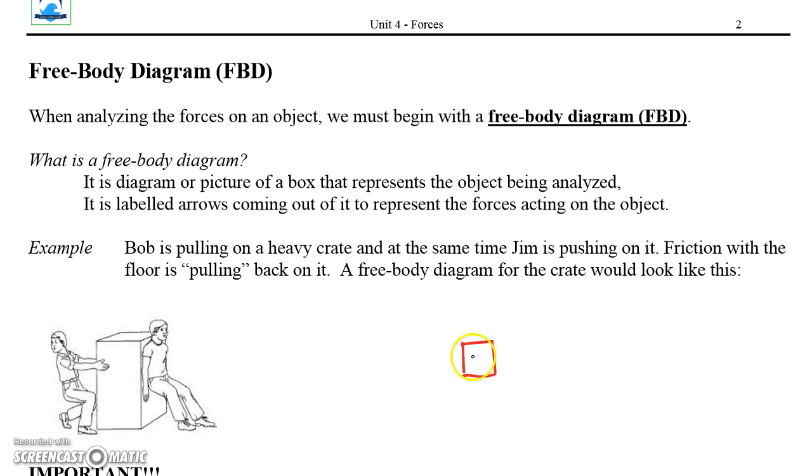So we've got Bob pulling this way, so the force of Bob. And then we've got Jim pushing on it. Arrows are coming out of the box, so we are not going to draw it pointing into the box. We're going to draw it on the same side as Bob because it results in that same direction, even though he's pushing on the other side of the box. And then friction is pulling it back, so we've got F here of friction.